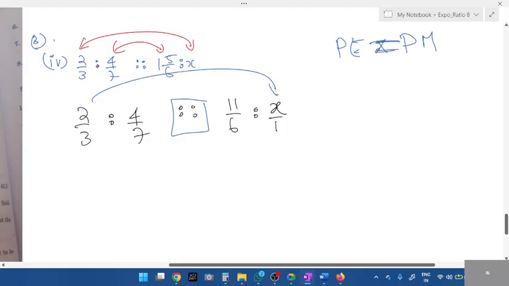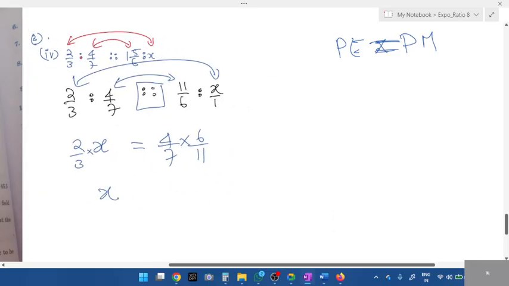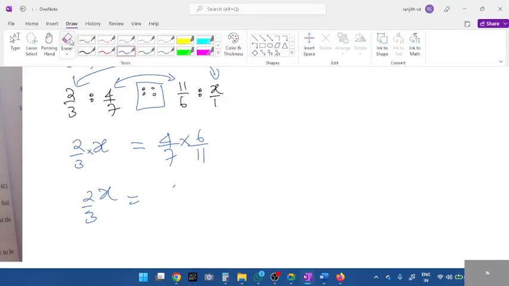Okay, what is the product of extremes? Multiply 2 by 3 into x, which should be equal to which two values? Into 11 by 6. That's it. You don't have to take LCM or reduce anything. Just do it directly. Next, 2 by 3x is equal to... let us keep the value as it is.